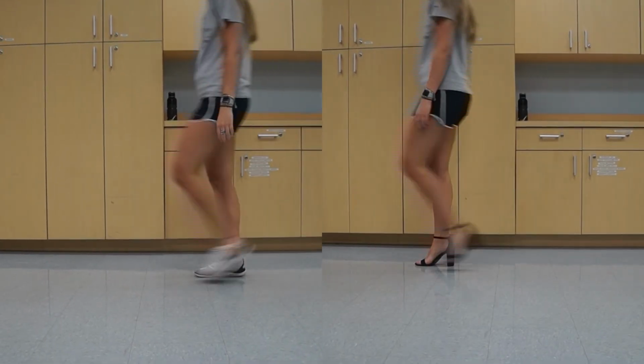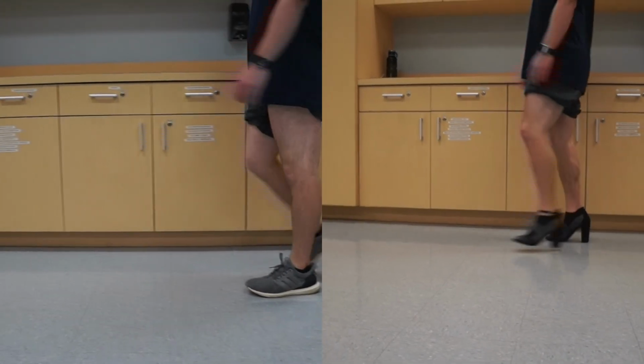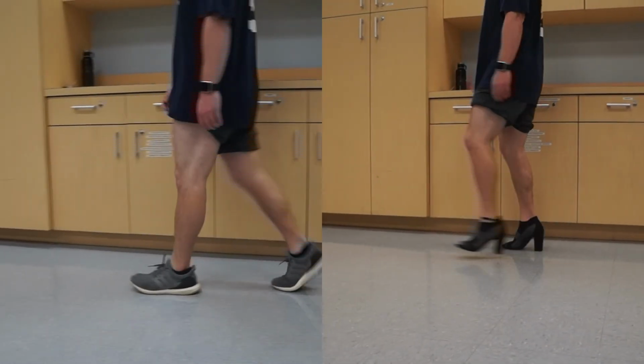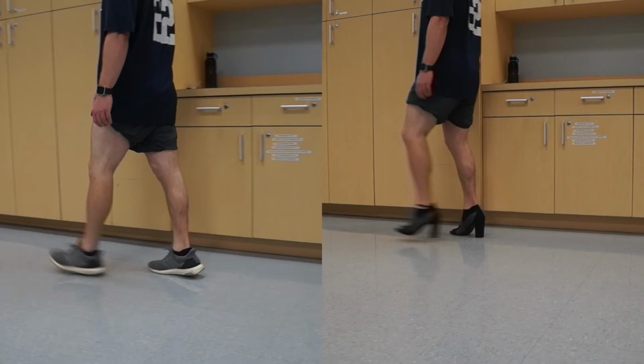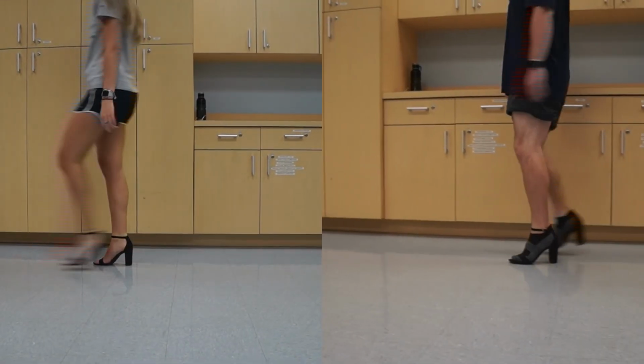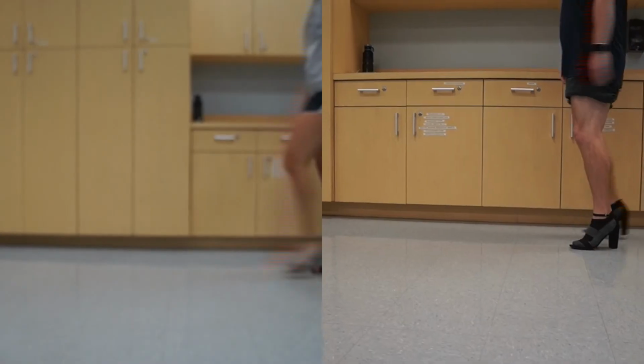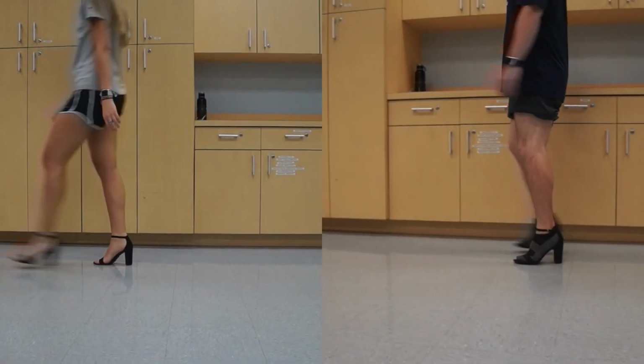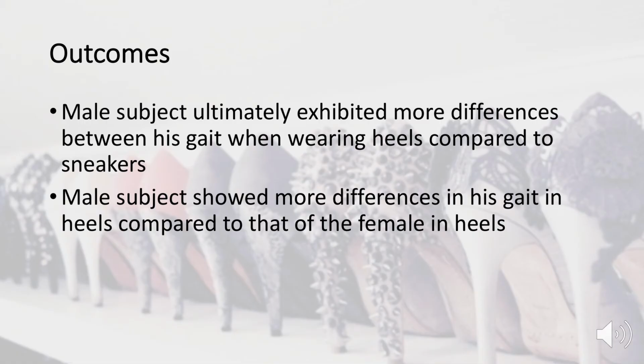As far as the female goes, there are minimal differences between sneakers and heels. However, the male subject shows many differences, including a decreased step length and speed, wider base of support, lowered center of gravity, an inability to reach full knee extension, and he utilizes knee flexion to raise his foot off of the ground instead of dorsiflexing. Ultimately, the male subject showed a greater variability in his gait when wearing the heels compared to the sneakers.